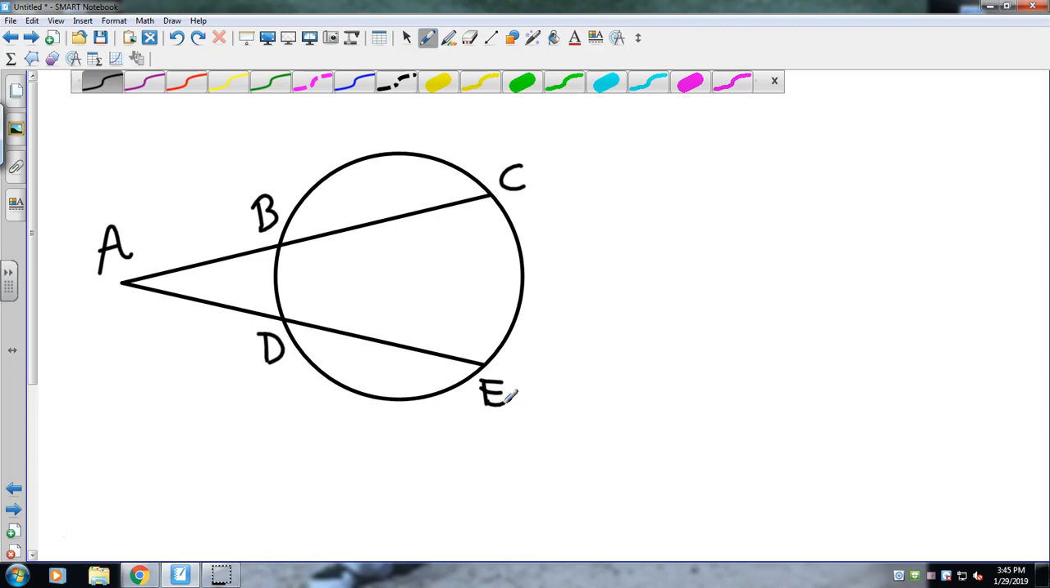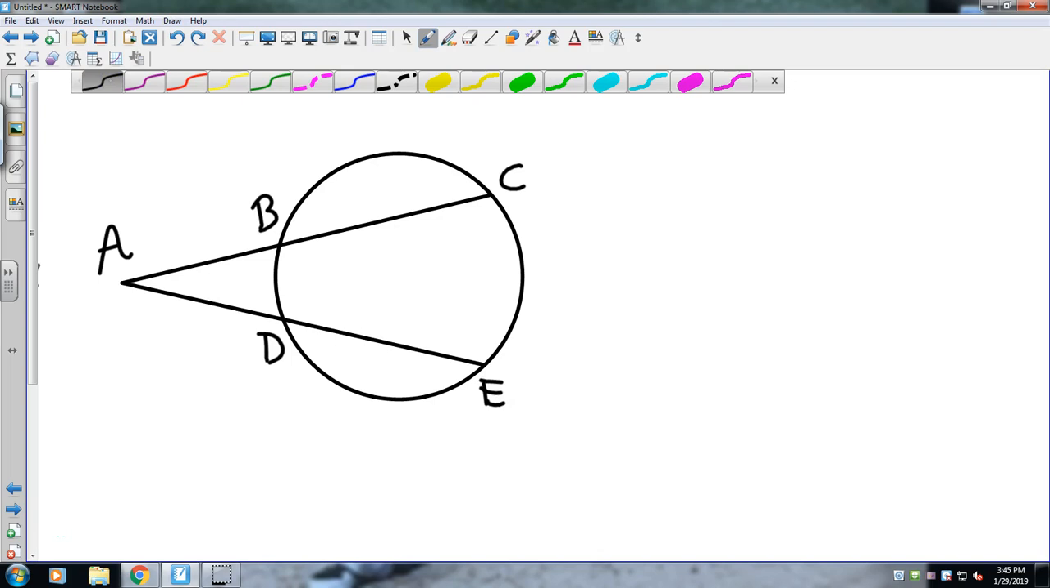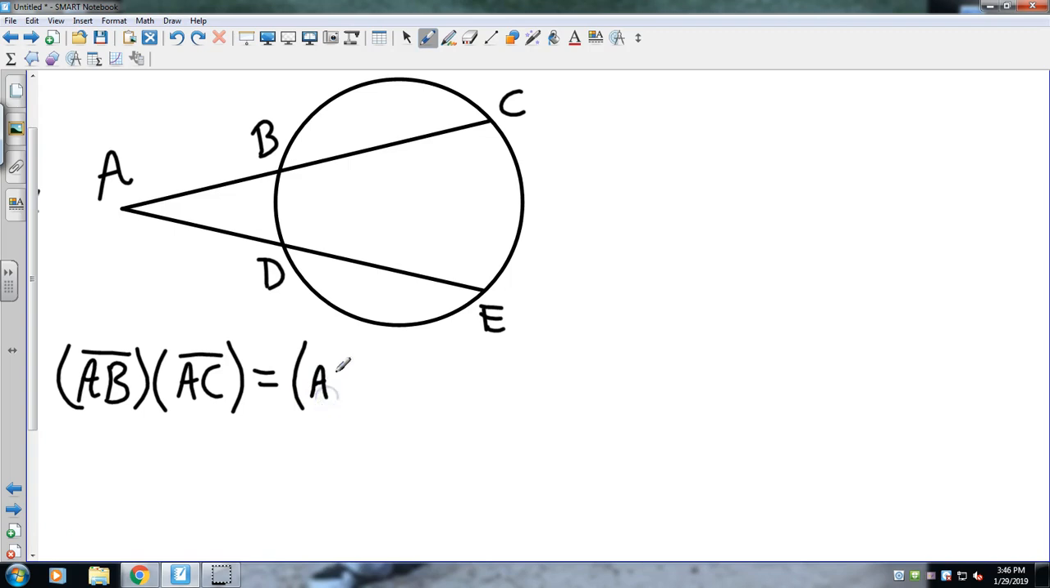Anytime we have a secant, we're going to take external piece times the entire piece. So what this is going to look like, let me get a black pen. We are going to take the external piece of the top secant times the entire top secant, and that's going to equal the bottom secant external piece times the bottom secant entire piece. So anytime we have a secant, we're going to take outside times entire. Okay, outside times entire.